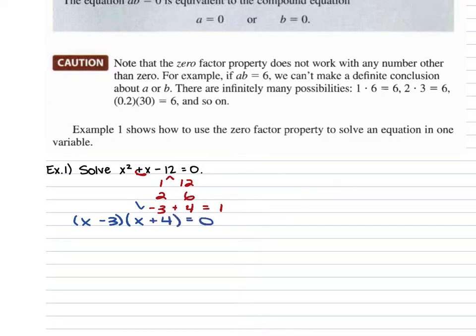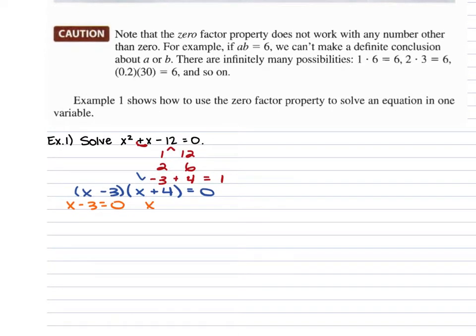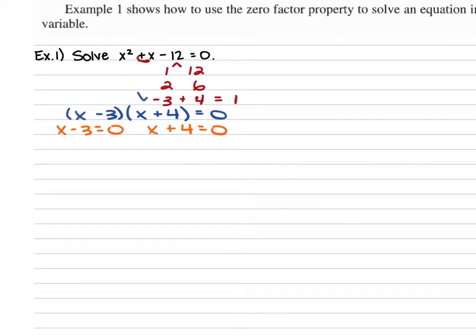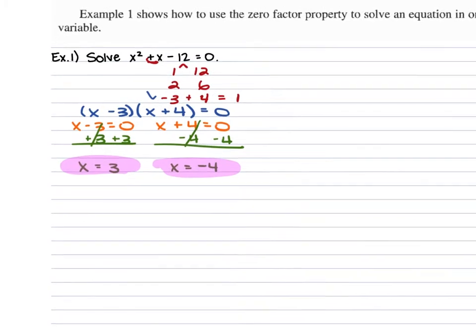From here, you are completely factored. Set each part equal to 0 and solve for the variable. So this gives us x minus 3 is equal to 0 and x plus 4 is equal to 0. From here, we are just going to move the 3 over by adding it to each side, so we get that x is equal to 3. We move the 4 over by subtracting it from each side, and we get that x is equal to negative 4 as well. So your two answers here are x is equal to 3 and x is equal to negative 4.